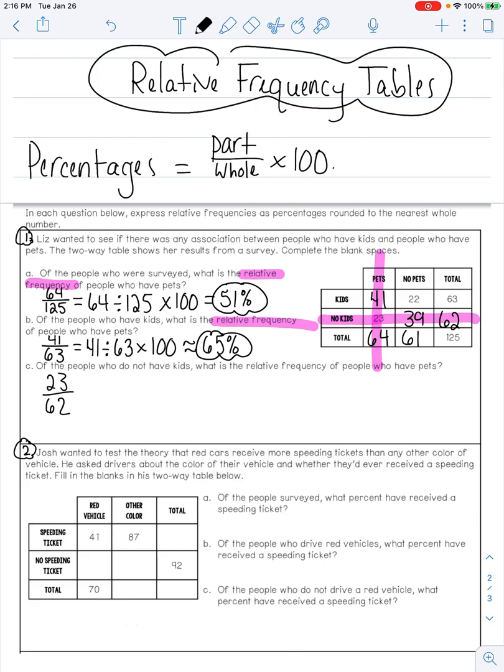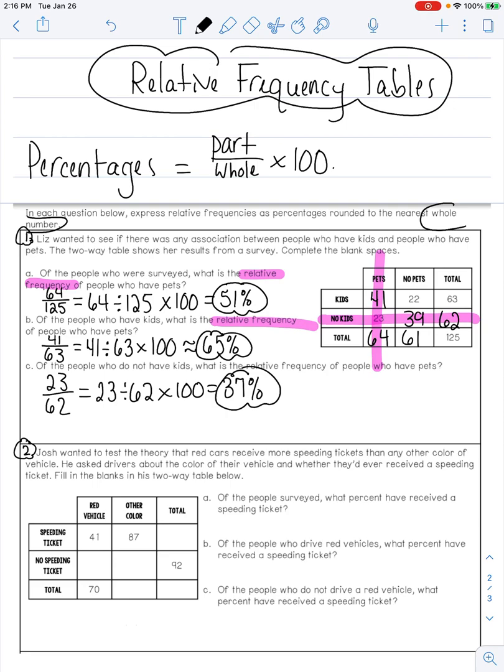So now that I've got that, I want to change it to the percent. That's what relative frequency means. So I do top divided by bottom, multiply by 100. So let's do that on our calculator. 23 divided by 62 times 100 gives you about 37%. You get 37.0967..., but remember, rounding to the nearest whole percent or the nearest whole number just means you want numbers in front of the decimal.